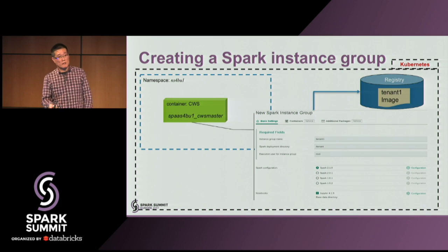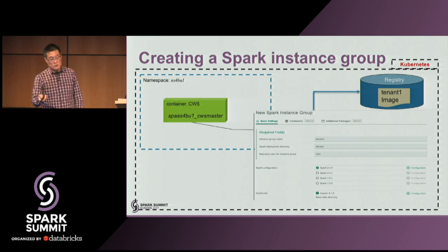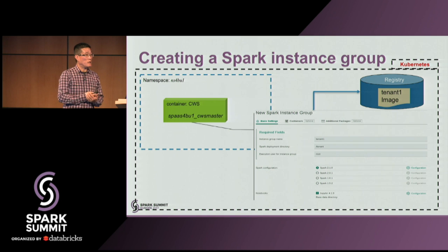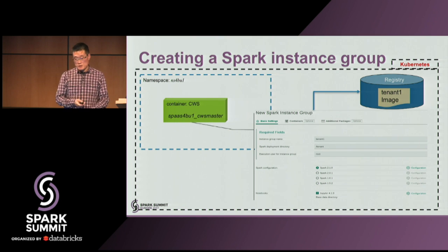Then go to the web GUI. There is an interface to create a Spark instance group. Here I just give a very simple example. You need to define a group name, which Spark version you want to use, plus the configuration you want to tune, and also the notebook version. Also, you can upload or attach your own libraries.